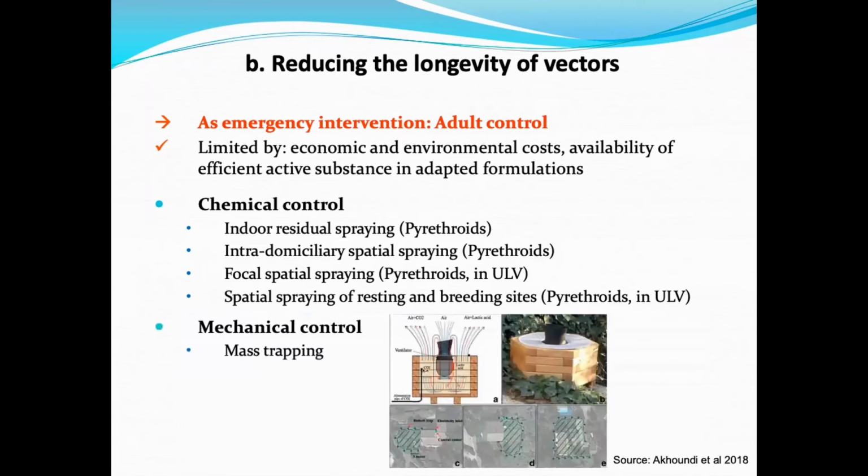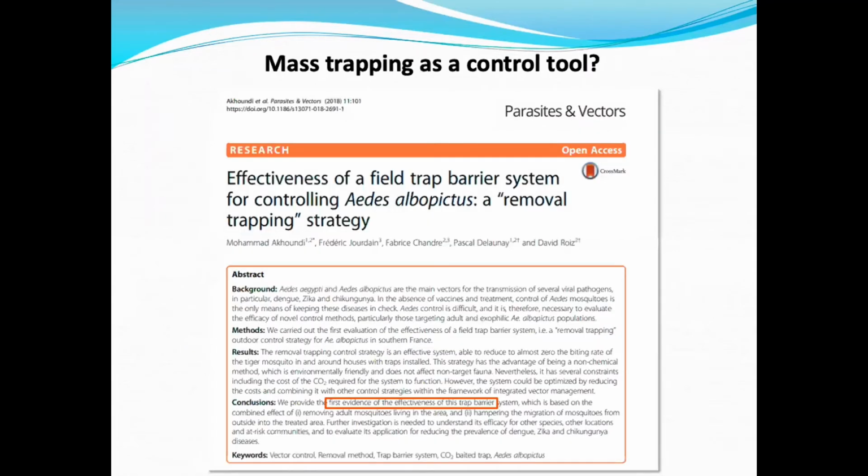Next, please. And then we have the mechanical control. So there are a lot of, not studies, but proposals of mass trapping. There are few real studies that you can find in publications that have evidence of a reduction of mosquito population with mass trapping. That's one example of a paper. It's the only one I found, but I didn't make a systematic review.